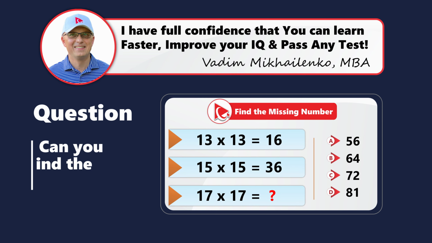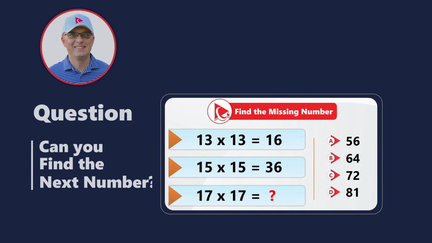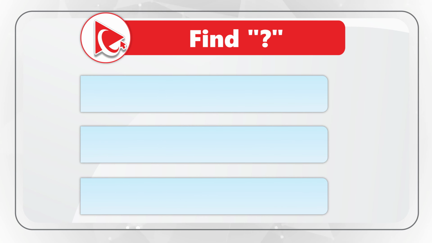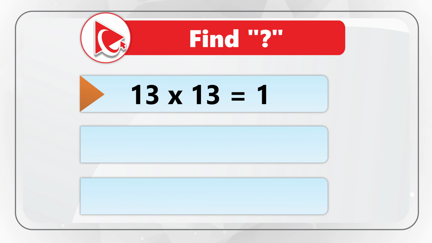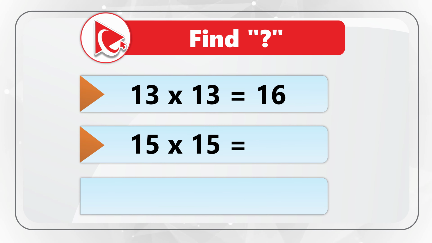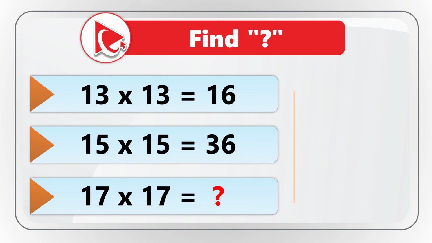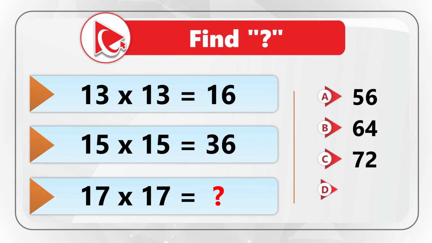Surprise, surprise! I have a problem for you to solve. You need to find the missing number, and you're presented with 3 expressions. First expression is 13 by 13 equals 16. Second expression is 15 by 15 equals 36. And last expression, 17 by 17 equals the missing number, represented by the question mark. You need to calculate and select the missing number out of 4 different choices. Choice A, 56. Choice B, 64. Choice C, 72. And choice D, 81.